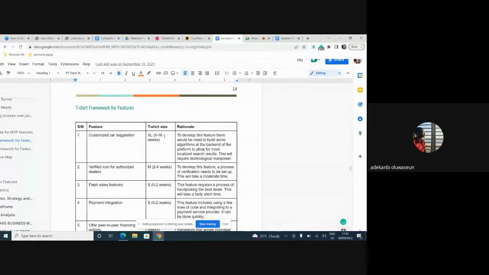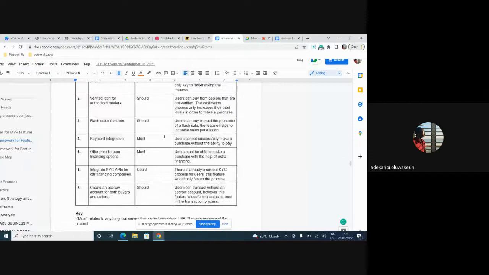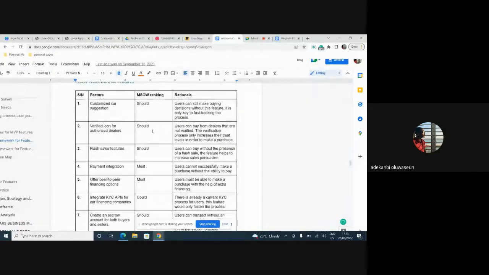Now, remember I told you that there's the T-shirt framework. I'm going to get to a point where we're going to combine both frameworks and get a better understanding of what to do. Let me let you know. What we did here does not give us an idea of the effort. It just gives us an idea of the value.